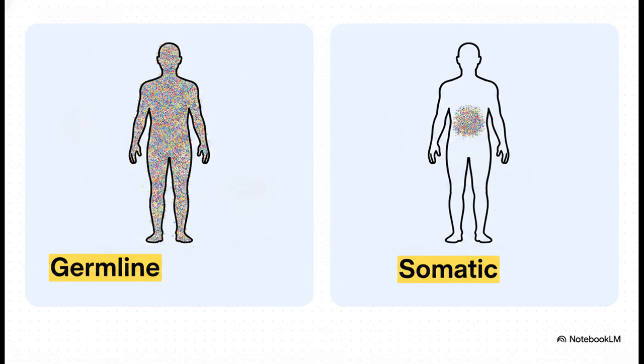Now, when we find these variants, we have to categorize where they came from. We very clearly contrast germline variants against somatic variants. A germline variant is present right from birth, it's inherited, and it is found in every single cell of the patient's body. A somatic variant, on the other hand, is an acquired mutation found only inside a tumor. And identifying those somatic variants is the primary target in cancer NGS.